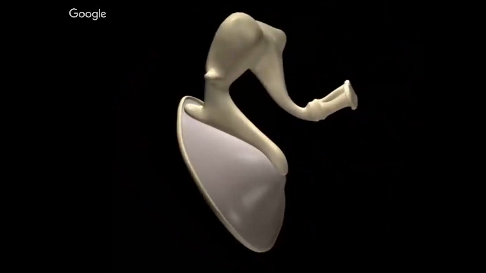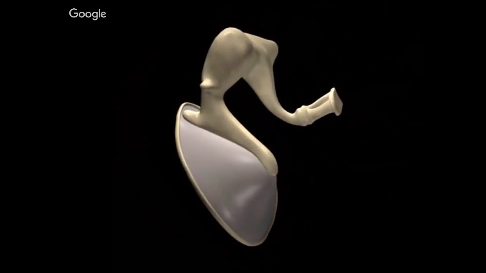The tympanic membrane is cone-shaped and articulates with a chain of three bones called the auditory ossicles. They consist of the malleus, the incus, and the stapes. The movements of the tympanic membrane vibrate the ossicles, passing on information, frequency, and amplitude.